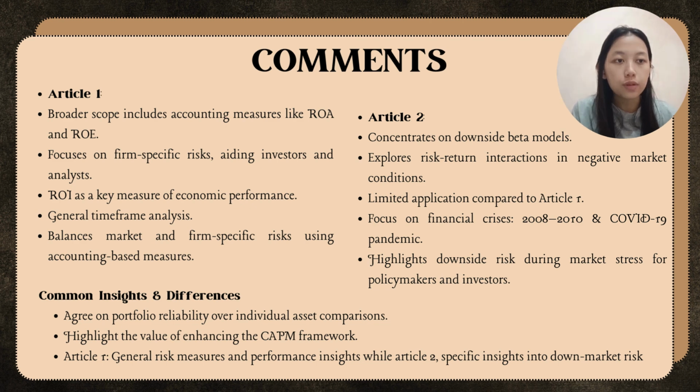Article 1 provides firm-specific insights by combining accounting-based performance measures with multiple downside beta models. In contrast, Article 2 dives deeper into risk dynamics during down market situations, offering better insights for stressed market conditions. Together, these articles complement each other, offering alternate perspectives on improving risk and return analysis.